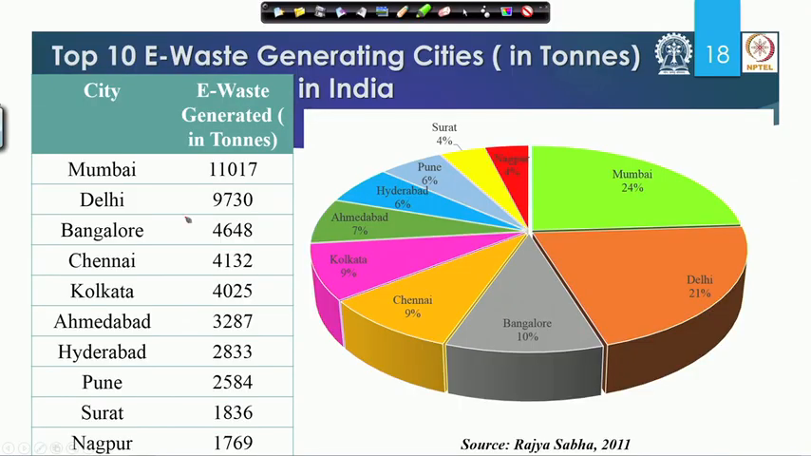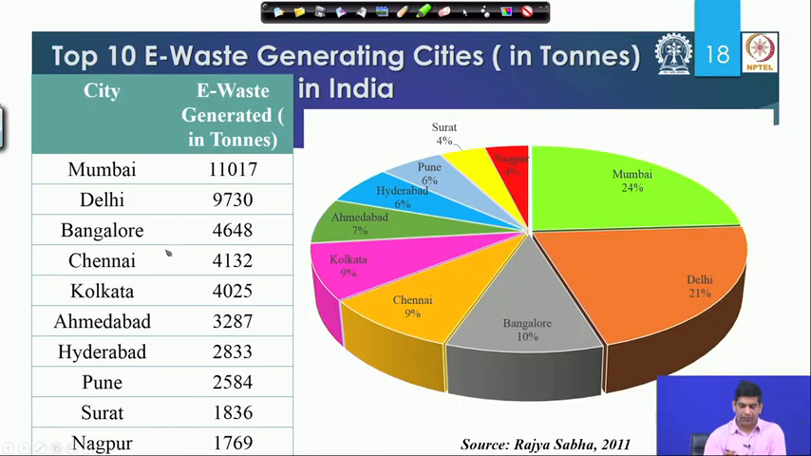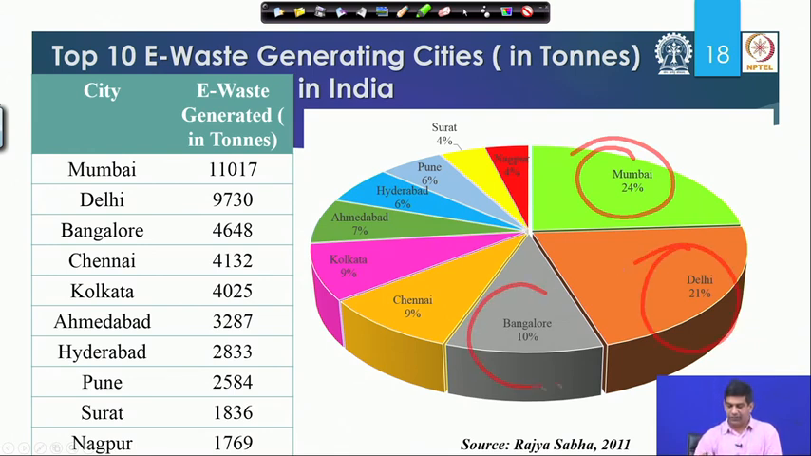So Mumbai leads the pack, followed by Delhi, Bangalore, Chennai, Kolkata, Ahmedabad, Hyderabad, Pune, Surat, and Nagpur. Mumbai has around 24%, that's the highest one. Delhi is 21%. And then you have Bangalore, Chennai, Kolkata, Ahmedabad, Hyderabad, Pune, Surat, Nagpur. Surat again has a lot of industry there as well. So this is in terms of the cities.